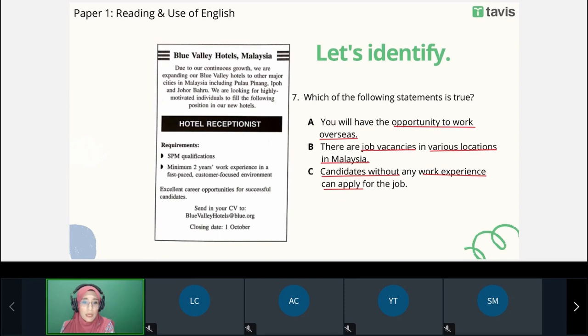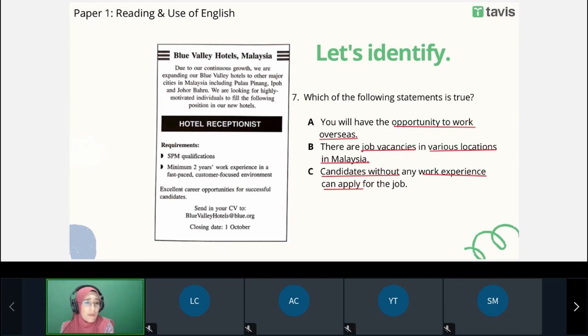Now A, you will have the opportunity to work overseas. Where does it say overseas? Can you find it? Okay, so let's read. Due to our continuous growth, we are expanding our Blue Valley hotels to other major cities in Malaysia, including Pulau Pinang, Ipoh, and Johor Bahru.